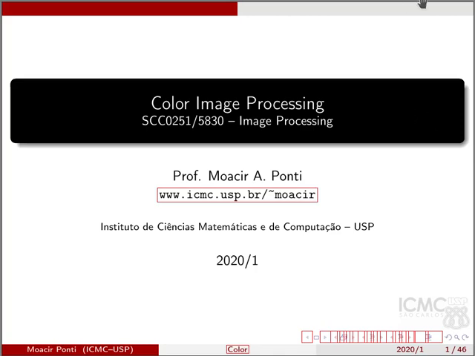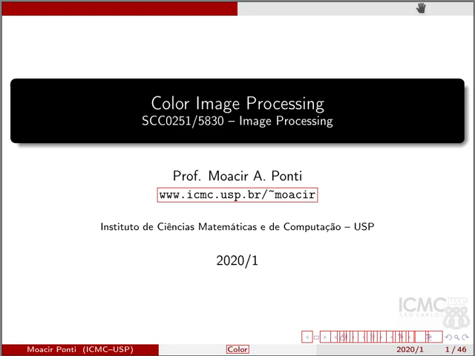This lecture is about color image processing. So far in the course, we have considered that images have only one channel. This channel will represent the gray levels. For example, if we use 8 bits per pixel, we have 256 different gray levels, and that value will represent the amount of light or the intensity of light in every pixel.